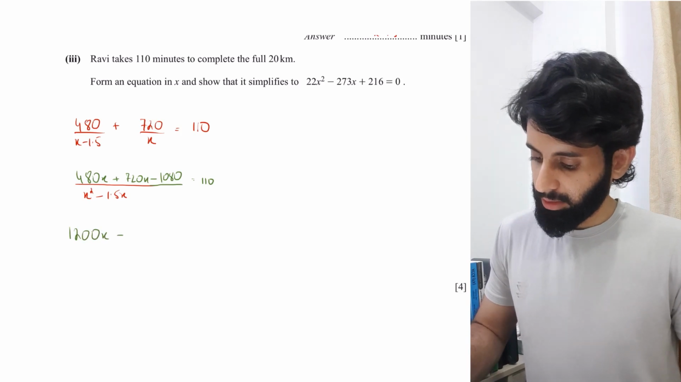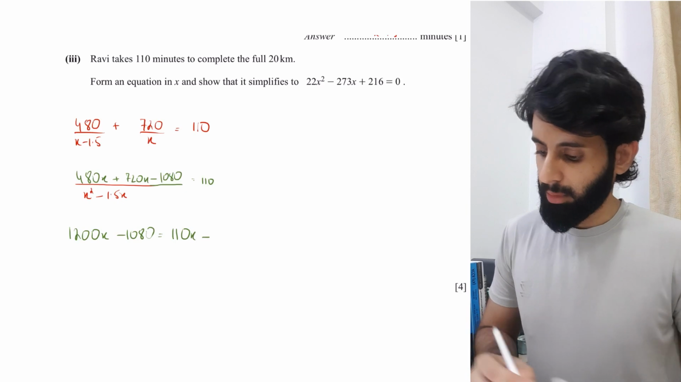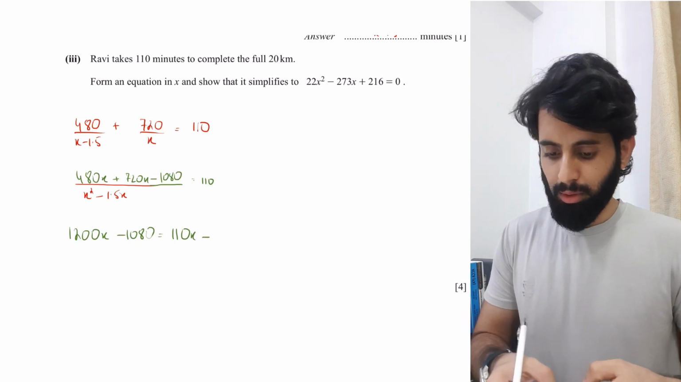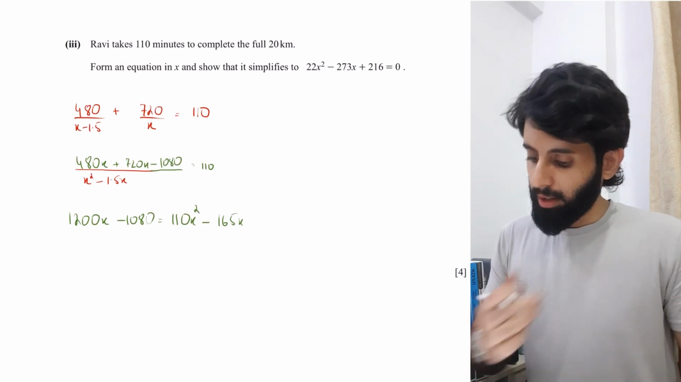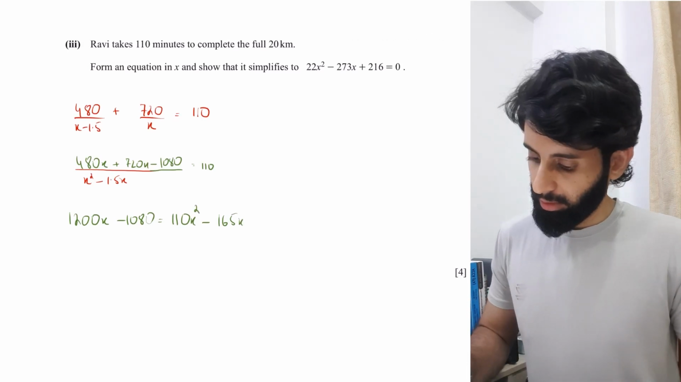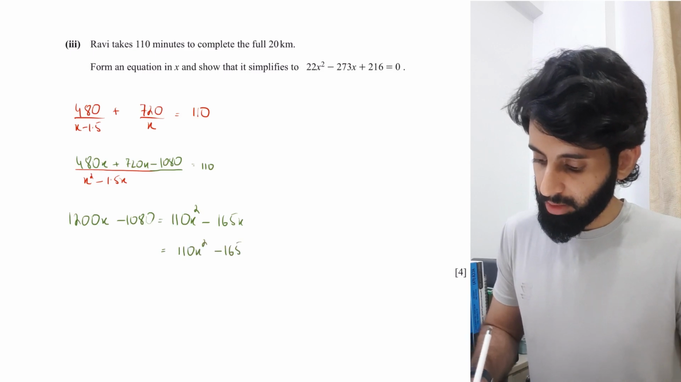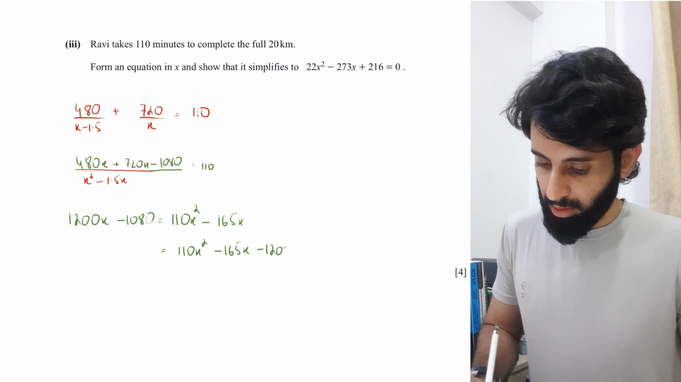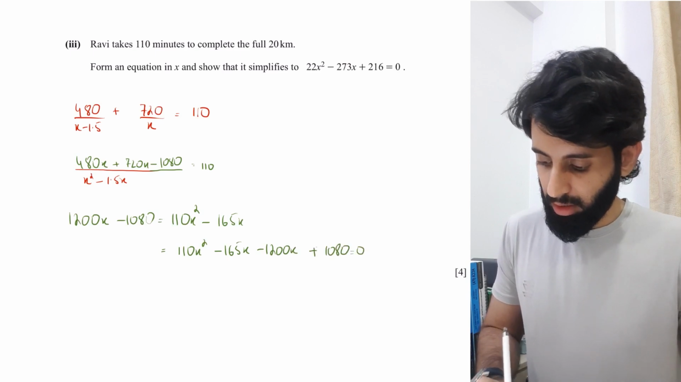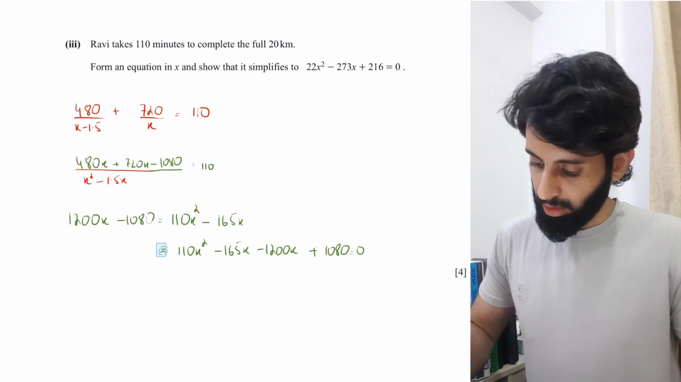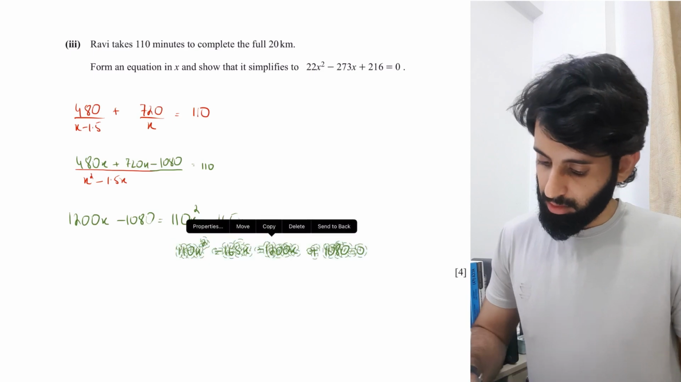So 1200x minus 1080 is equal to 110x squared minus, what was this again, 110 into 1.5, 165x. Alright, so now it's just a matter of rearranging everything that we have. So 110x squared minus 165x minus 1200x plus 1080 equals to 0. In fact, I'm going to put an equals to sign after. So yeah, let me just drag this to the right.